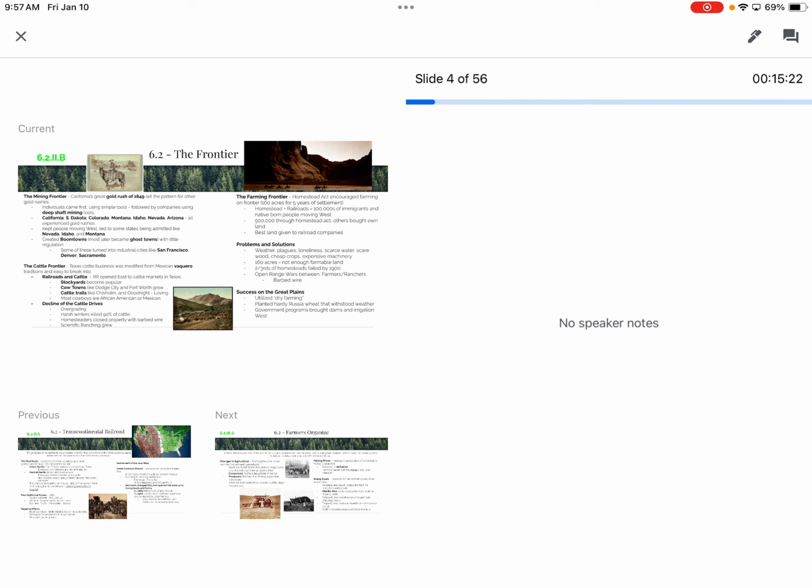So these boom towns were great for a second, but when the mining ended, they became ghost towns. Even to this day, you can drive out west and see ghost towns that never really became much of anything.